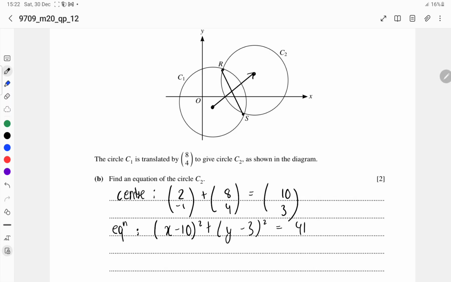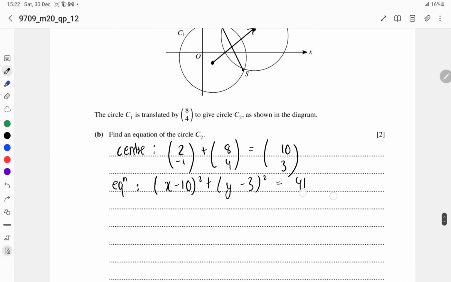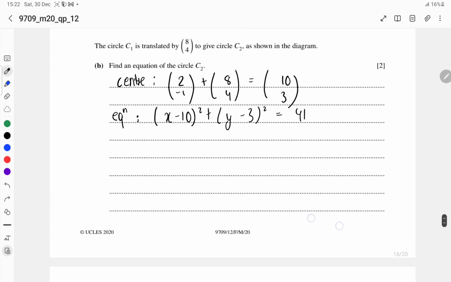What we need to know is this circle has been translated by the translation vector (8, 4), right? So these two points will also have their gradients in the same way, right? So it's going to be 4 divided by 8. So the gradient between the points R and S is going to be just 4 over 8.